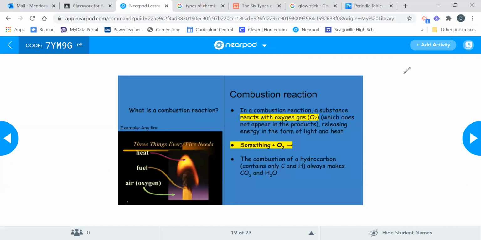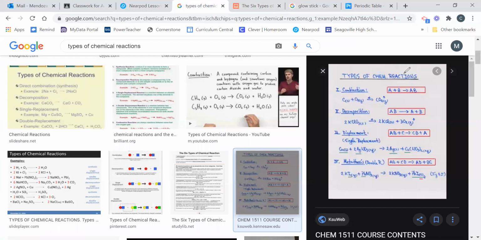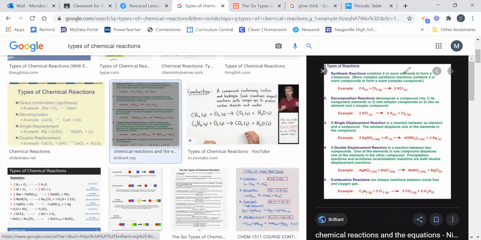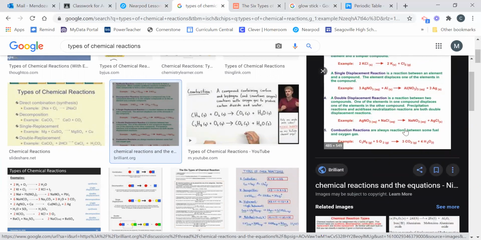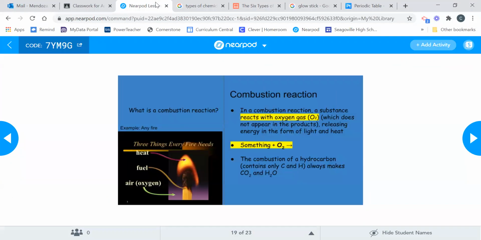Okay, so the first reaction that we're going to go over is combustion reaction. So combustion reaction is anything that reacts with oxygen. So anything that reacts with oxygen is going to be a combustion reaction. So an example of a combustion reaction is going to be something that looks similar to this. We have this reaction, it has oxygen in the middle, on the reactant side, and then most of the time, it ends up with CO2 and water. So that's an example of a combustion reaction.